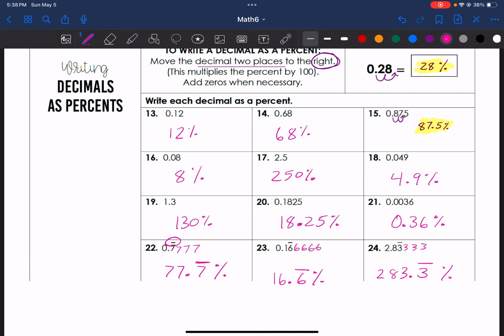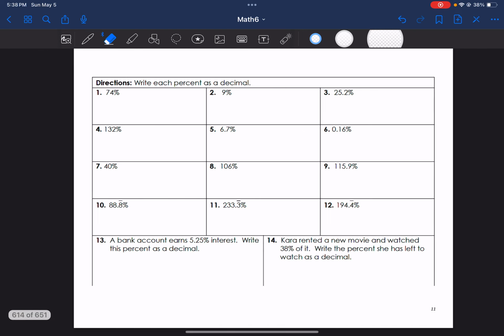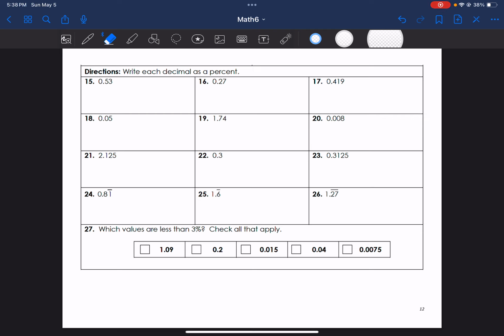You can get more practice by going to page 12 and doing some practice problems here. That's it for our lesson today.